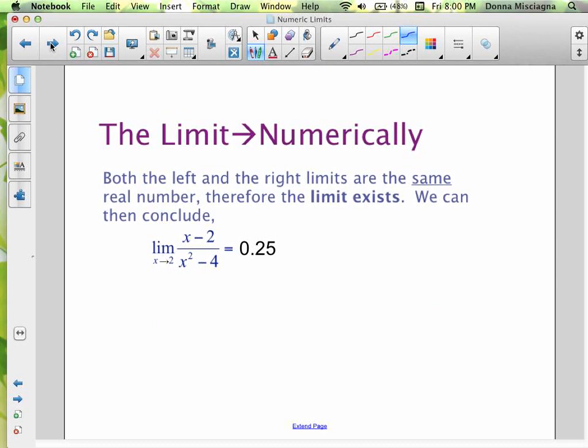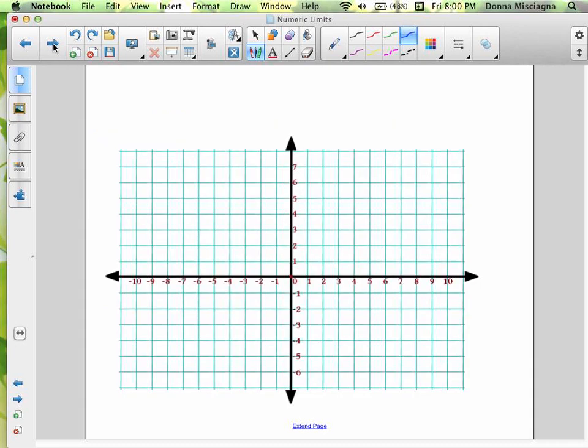So both the left and the right-hand limits are the same real number. Therefore, the limit exists, and we can then conclude that the limit of (x - 2)/(x^2 - 4) as x approaches 2 is equal to 0.25. And so let's take a look at this graphically so this will make sense.